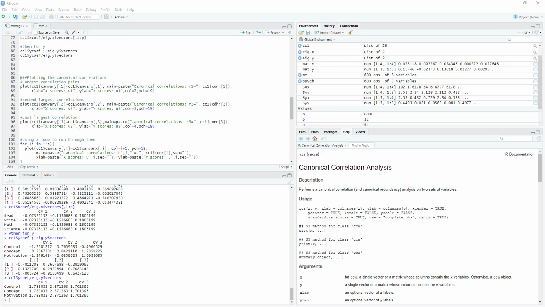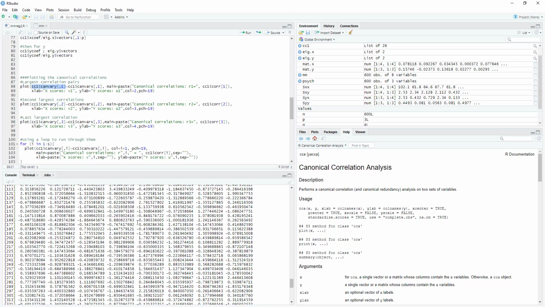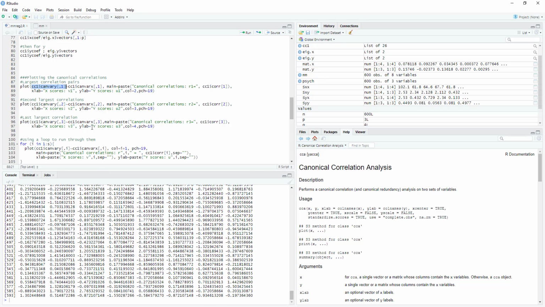What does that look like in R for our data? We can use our basic plot function. If you do cc1$canonical variable y, you run this and you put this little 1 out here, it's telling it to just look at the first column. So these are the values of the first canonical variate for y, or u1. There should be 600 of them, and that's exactly how many we have. And we want to plot those against their x values, so canonical variate x, the first one, will be u1.